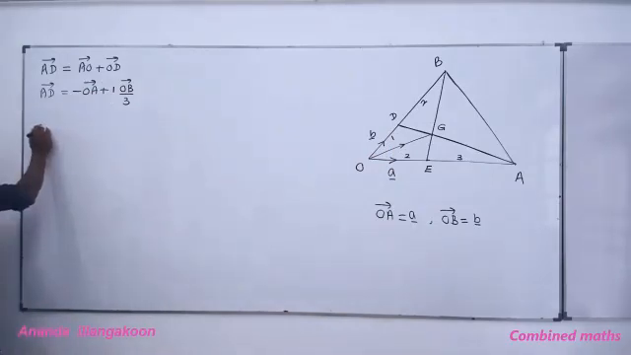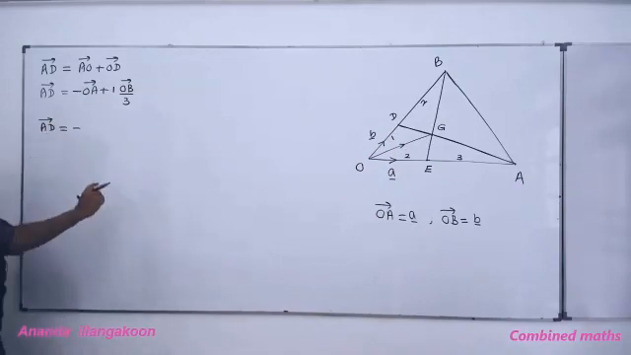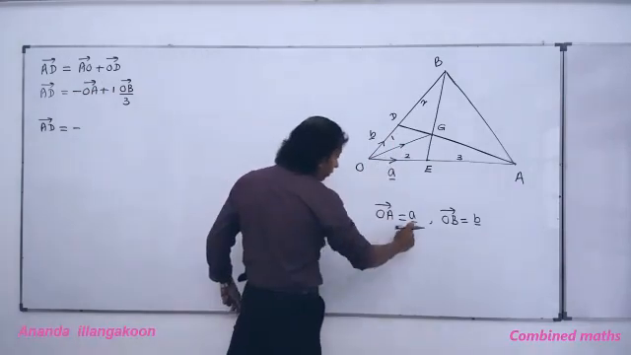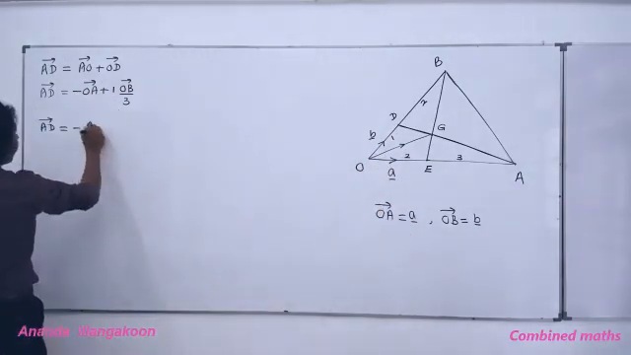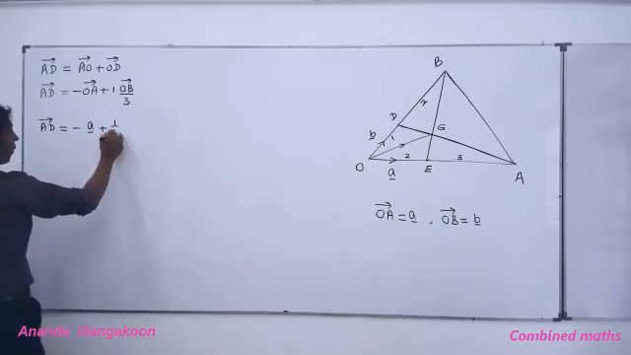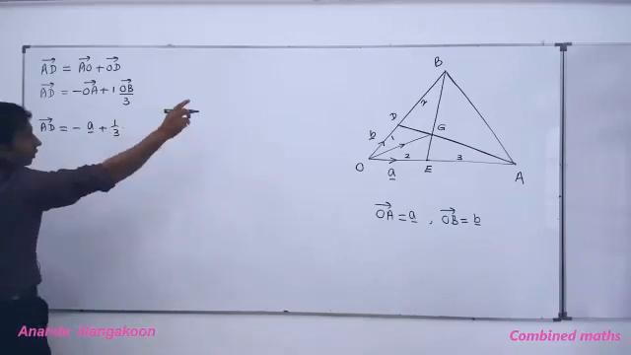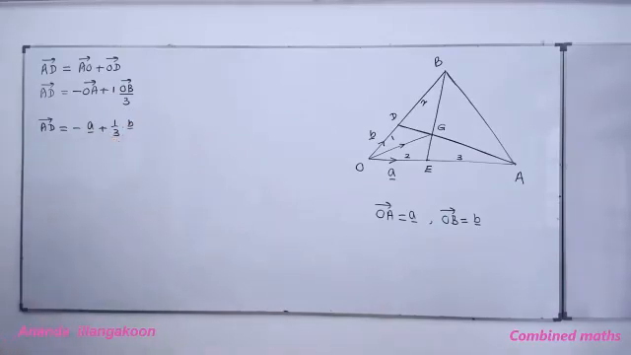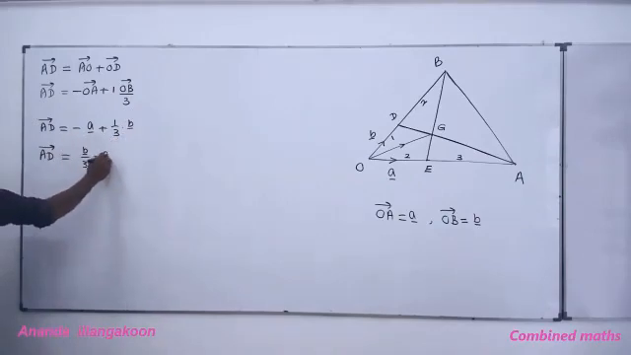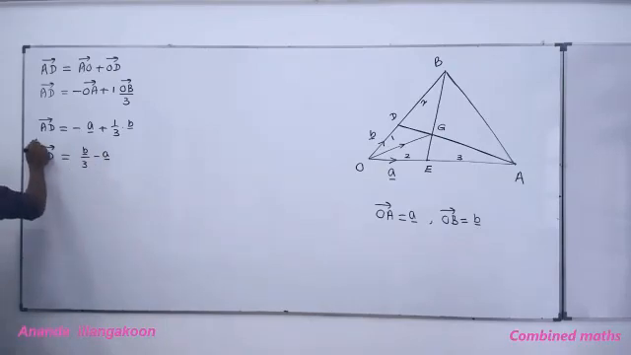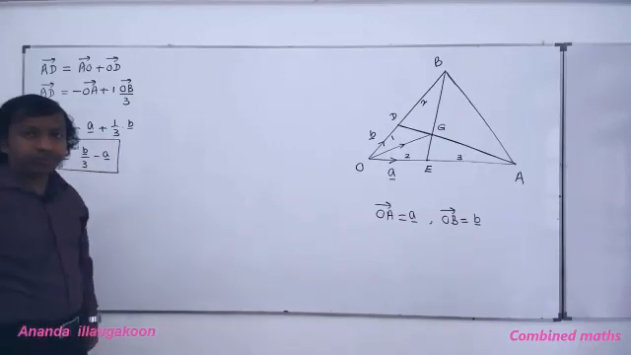Now we write AD vector as OD vector minus OA vector. What's OA vector? Simply vector a. And this one we can write as 1/3 OB vector, which is simply b. So AD vector you can write as vector b divided by 3 minus vector a. This is our AD vector.